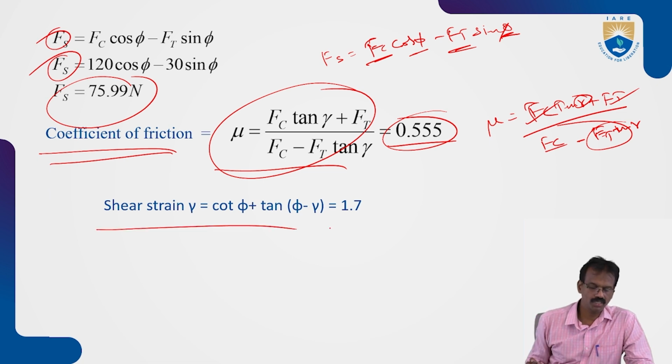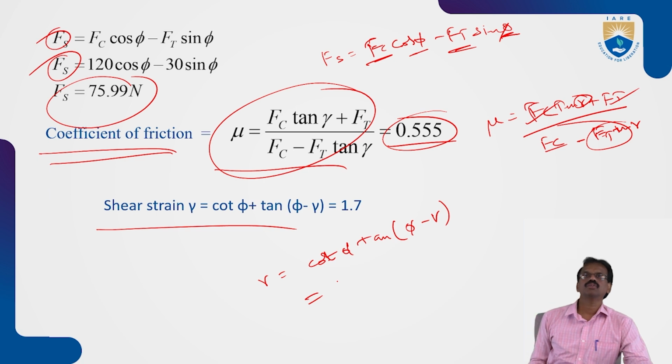Then you have to find out the shear strain also. Shear strain is equal to cot phi plus tan of phi minus gamma. Okay. You know that phi is the shear angle, and alpha or gamma is the rake angle. We know all the values. If you substitute the values, you will get the shear strain also.